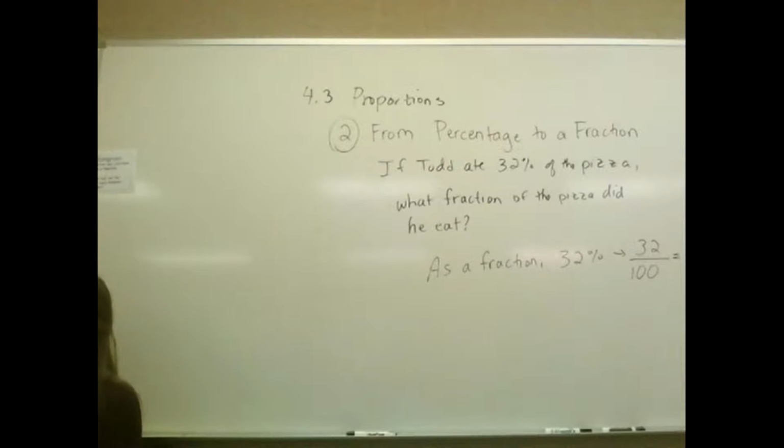All right. So what you can do to reduce it is you can say, what's the highest number that 32 and 100 can be divided by? All right. So the highest number I can think of is 4. So 32 divided by 4 is 8. And 100 divided by 4 is 25.